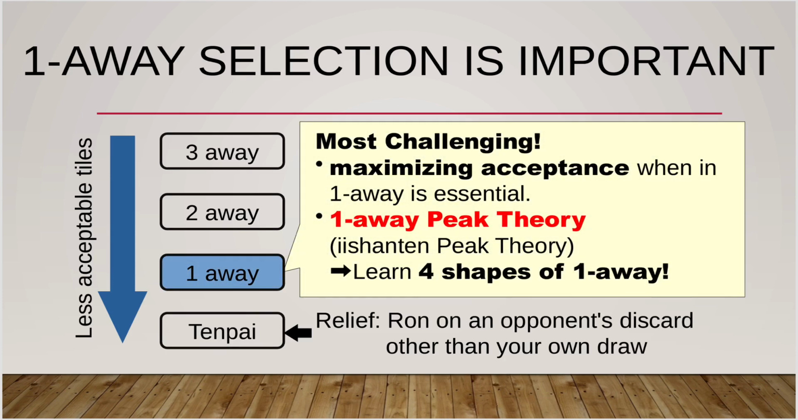Precisely because one-away is challenging, it can be argued that maximizing acceptance when in one-away is essential. This theory is known as one-away peak theory or Ishanten peak theory. To maximize acceptable tiles when in one-away, it's important to understand the 4 shapes of one-away. Let's now take a closer look at each of these 4 shapes.